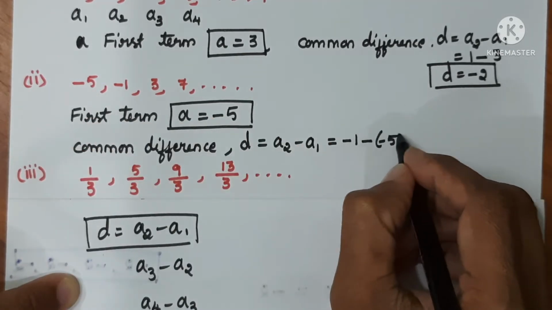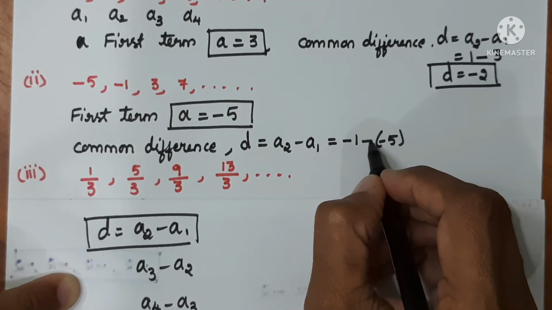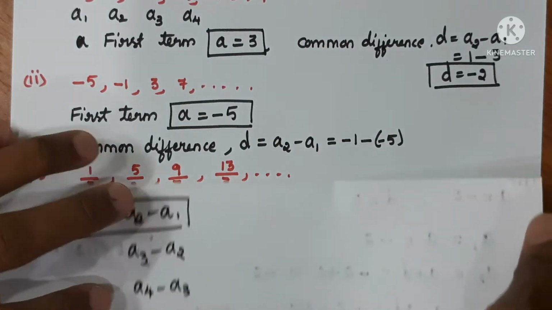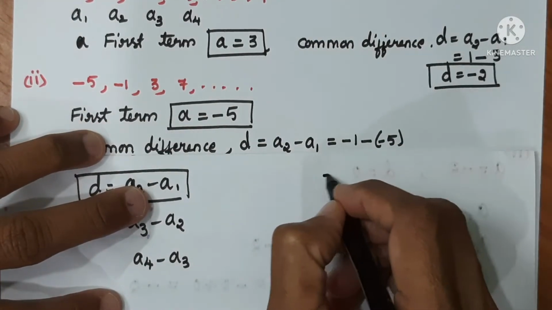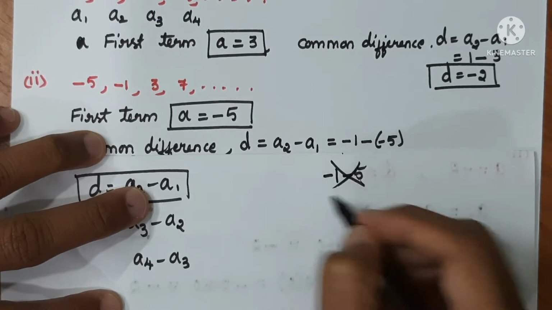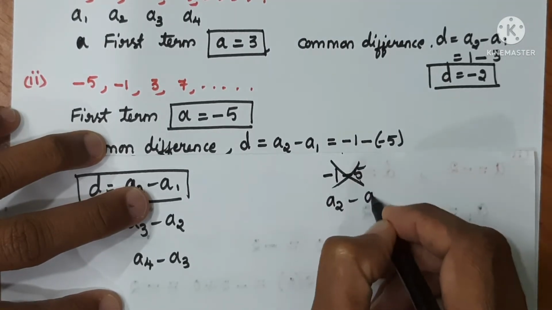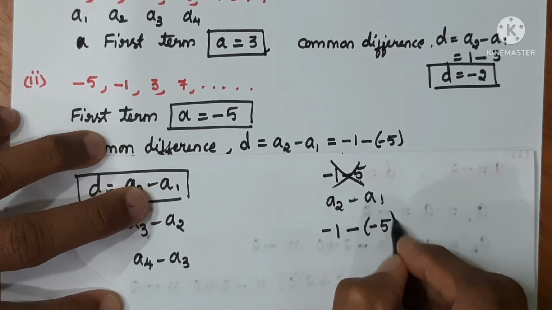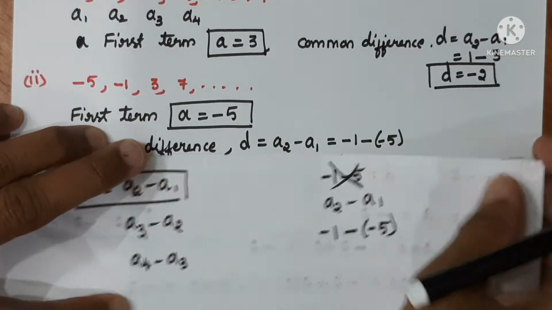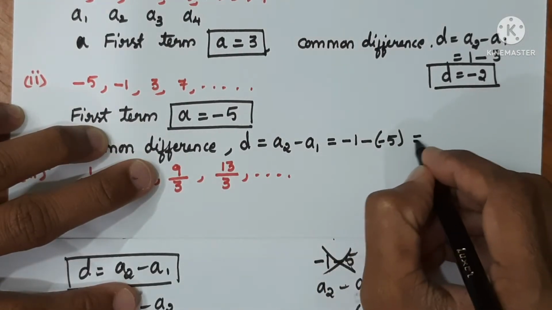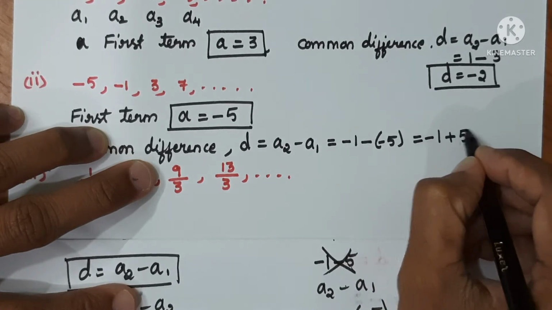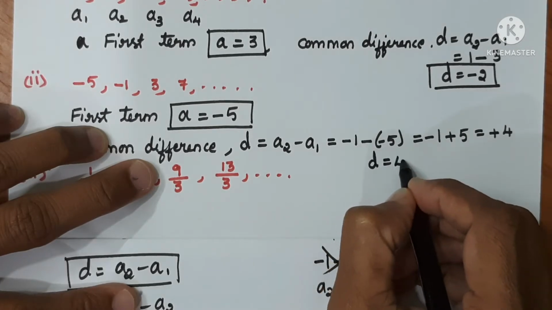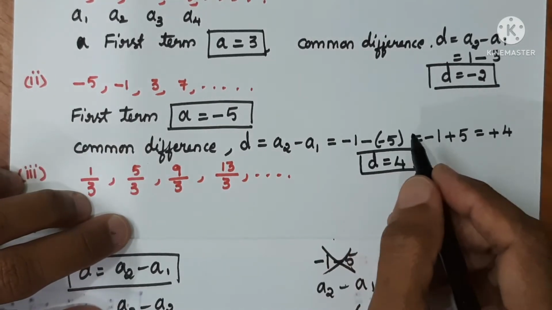We have to put the bracket because we cannot write the minus signs side by side; we have to separate them by brackets. Usually children will make some mistakes in these steps. They will write minus 1 minus 5. You cannot write like this, because A2 minus A1, A2 is minus 1, minus A1 which is minus 5. So we have to put a bracket and write the minus 5. Now minus into minus is plus, equal to minus 1 plus 5. After subtracting we get plus 4. So the common difference D equal to plus 4 for the second arithmetic progression.